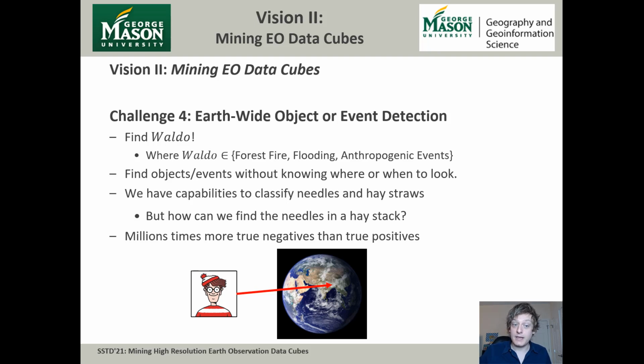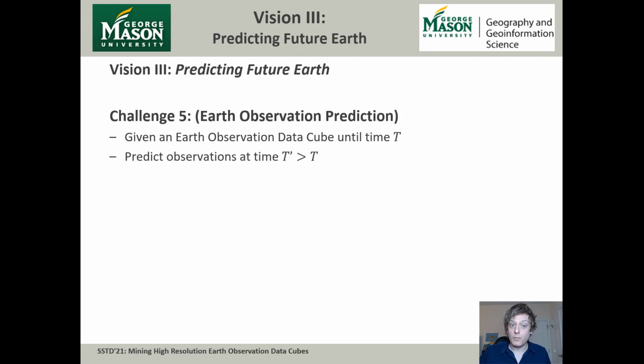Then, as a third vision, we also want to go one step ahead, take our Earth observation data cubes, and make the steps toward predictions. Say we have an Earth observation data cube until time t, and we now want to predict the next times, the slices of the data cube at time t plus 1, the future of the data cube, and since the data cube pertains to Earth, the future of Earth itself.